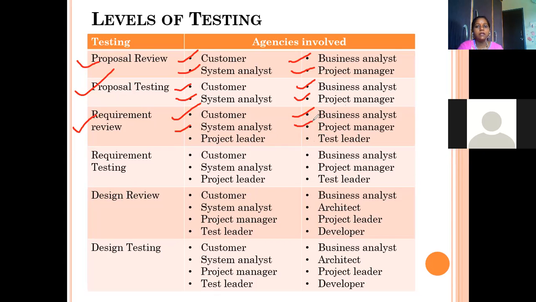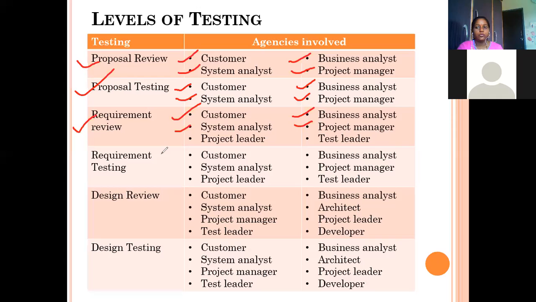These four are the same as in the previous proposal testing. Whatever agencies were there in proposal testing, those four will be the same in the case of requirement review also. But here two more persons are added, and those are your project leader. Why project leader? Because the project manager is present at a higher level.